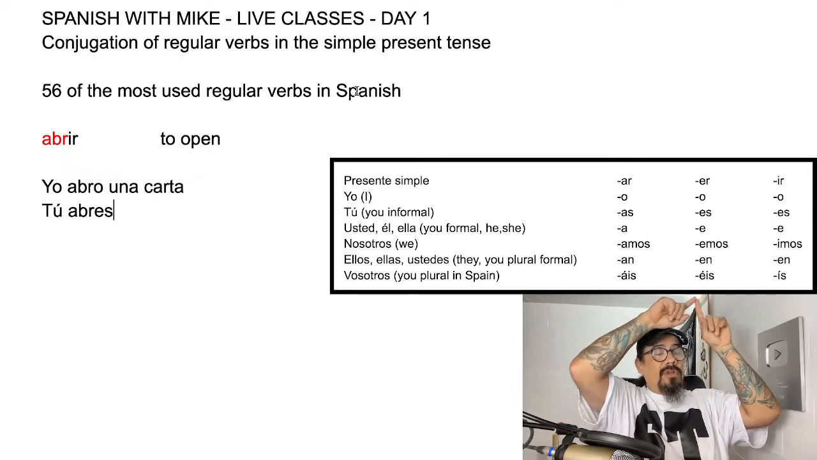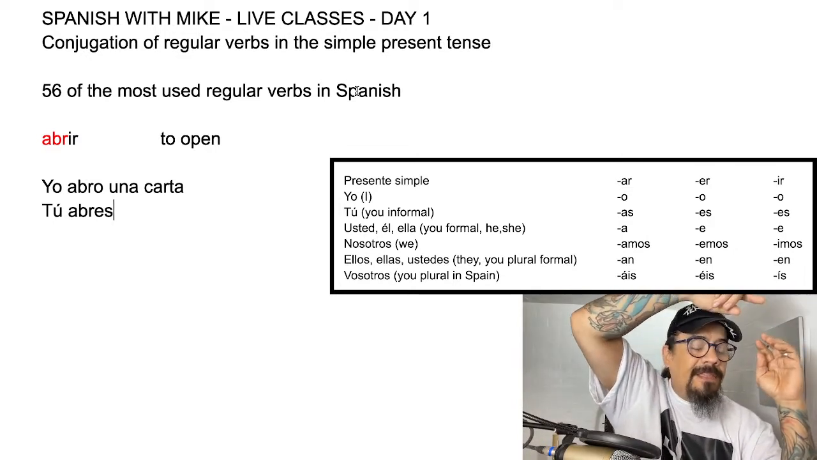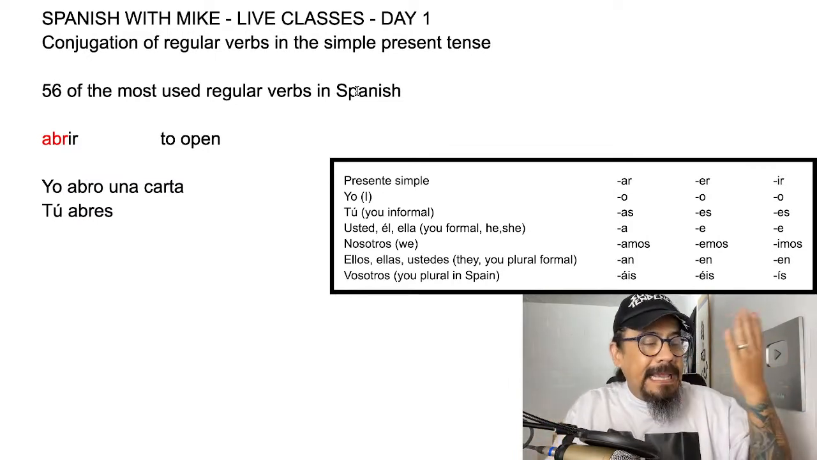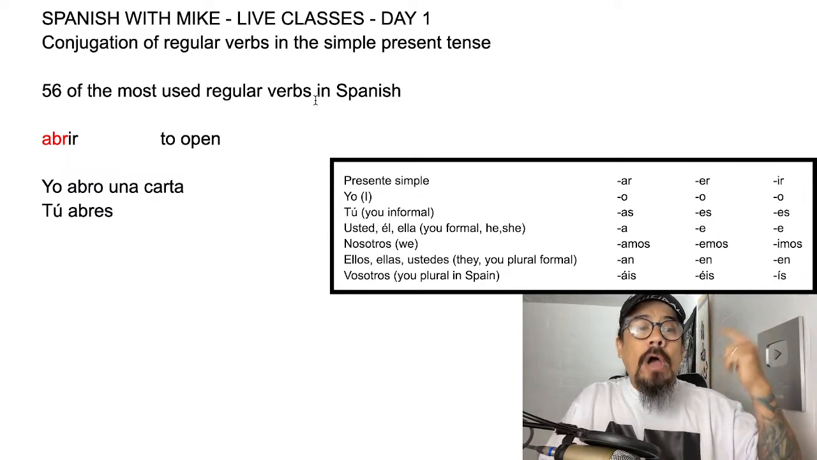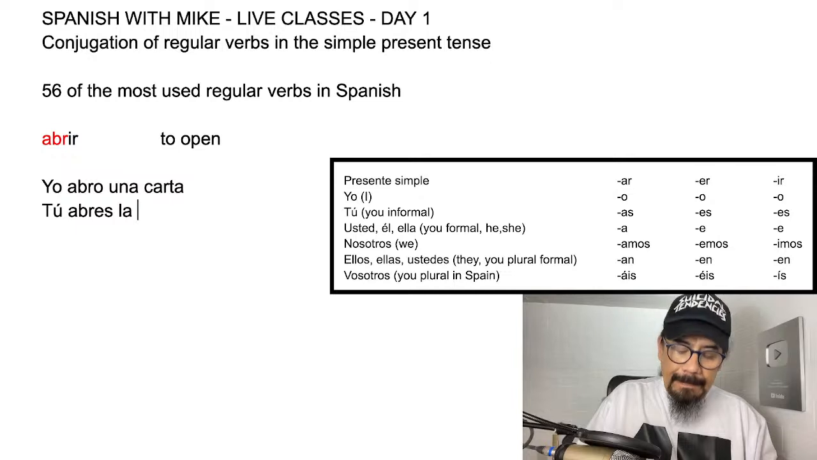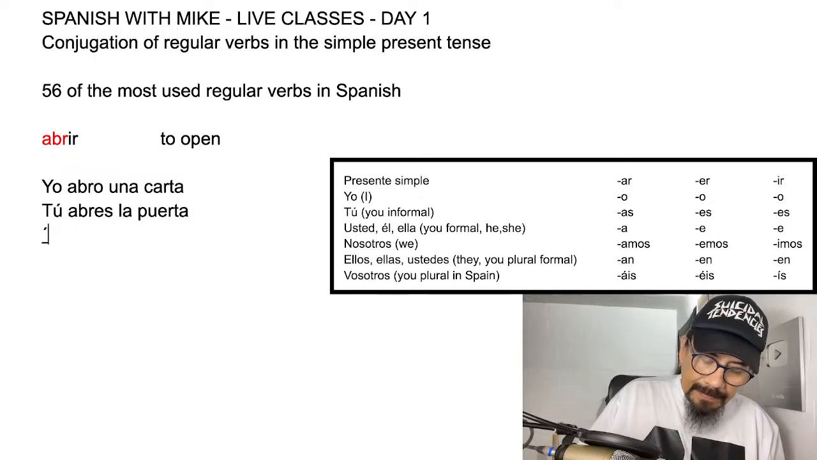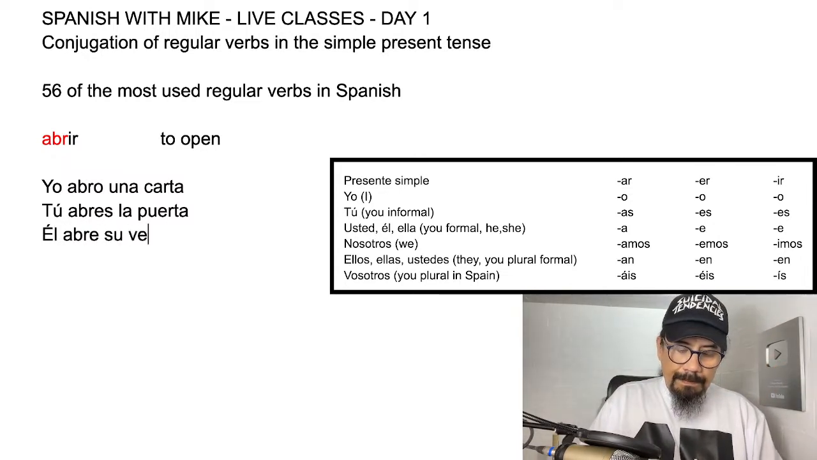Check for the column that matches the verb ending. In this case, abrir, the verb ends in ir, right? And yo abro, tú abres la puerta. Él abre su ventana.